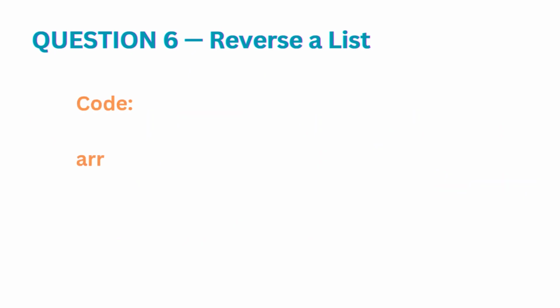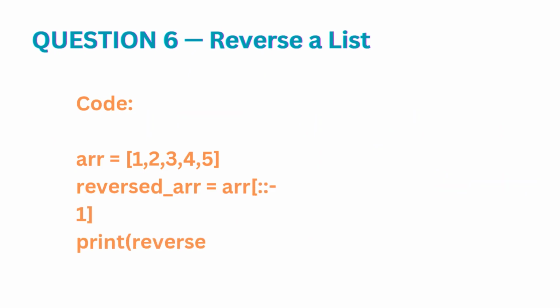The next question is reverse a list. Here a list is given 1, 2, 3, 4, 5 and reversed array should be array of reverse of minus 1. That should print the reversed array. This is the Python slicing to reverse a list which is simple and reusable in projects.